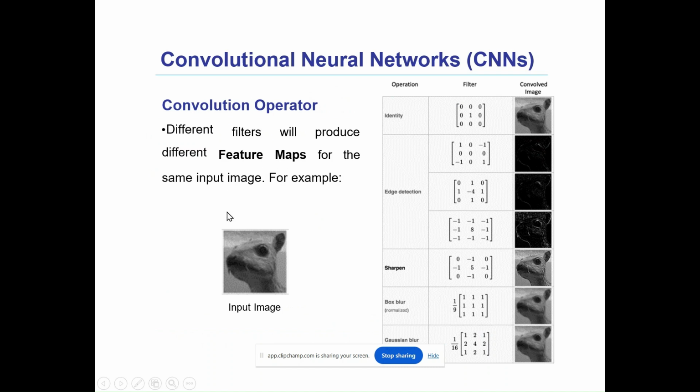And for the particular input images, we can have different filters like this. So if I take this filter, just identity, and if you take different filters for edge detection, it is taking the edges of that image. And if you want to make a sharpen, you can take a different filter. If you want to have a box blur, you can take a different filter, and same like a Gaussian blur.